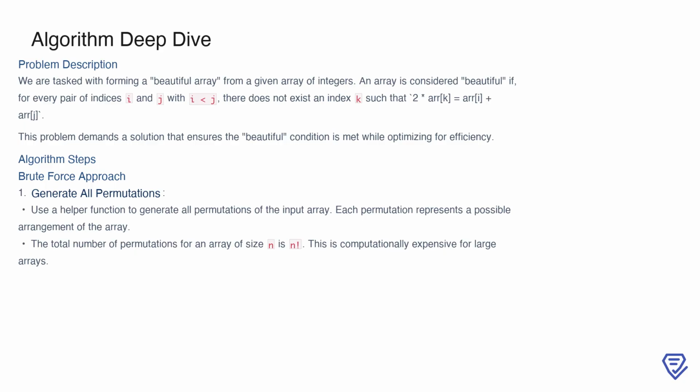While this might initially seem straightforward, the key challenge lies in designing an efficient algorithm to achieve this. A naive approach, or brute force, involves generating all possible permutations of the input array. Since an array of size n has n factorial possible permutations, this approach quickly becomes impractical for larger arrays. However, it is important to start by understanding this brute force method before moving to optimized solutions.